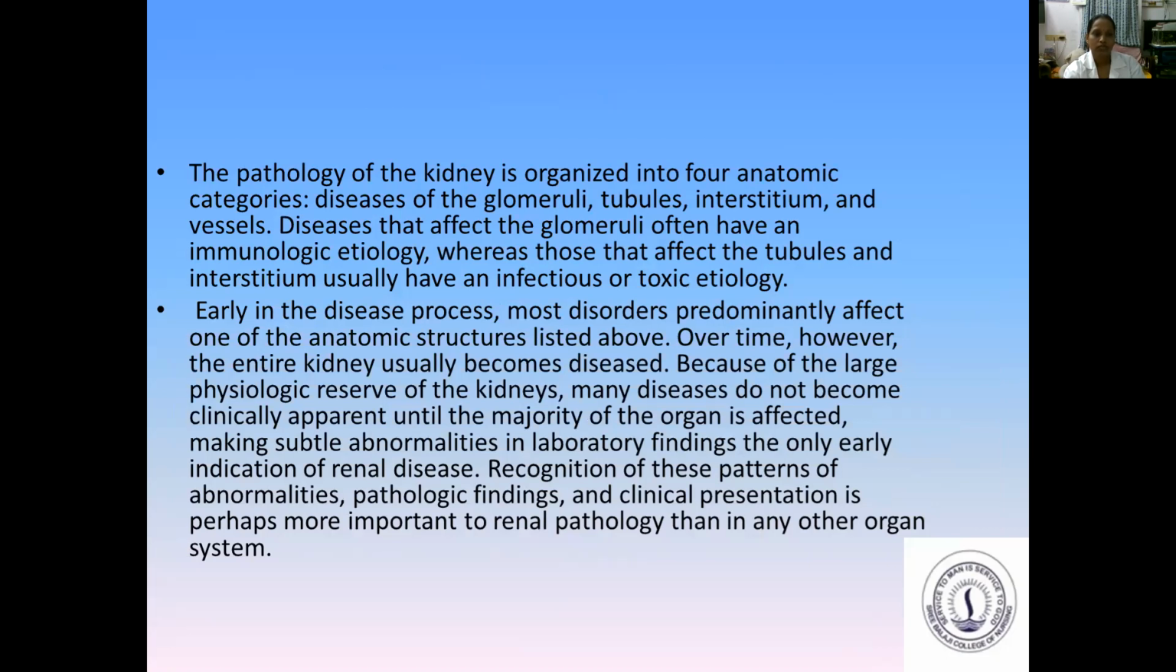So to conclude, the pathology of the kidney is organized into 4 anatomic categories: diseases of the glomeruli, diseases of the tubules, interstitium, and diseases of the vessels. Diseases that affect the glomeruli often have an immunologic etiology, whereas those that affect the tubules and interstitium usually have an infectious or toxic etiology. Early in the disease process, most disorders predominantly affect one of the anatomical structures listed above. Over time, however, the entire kidney usually becomes diseased.